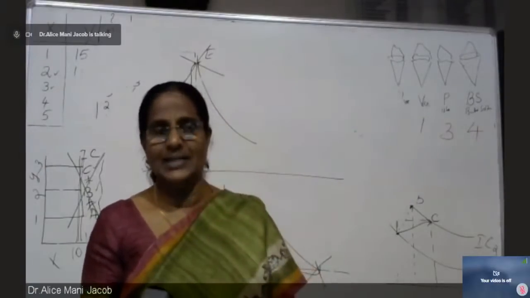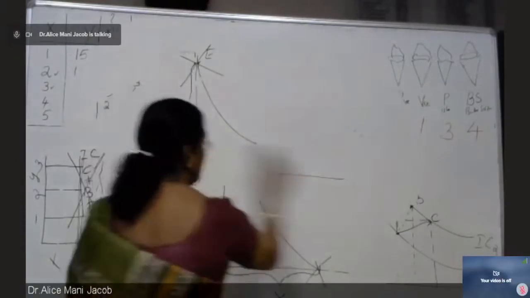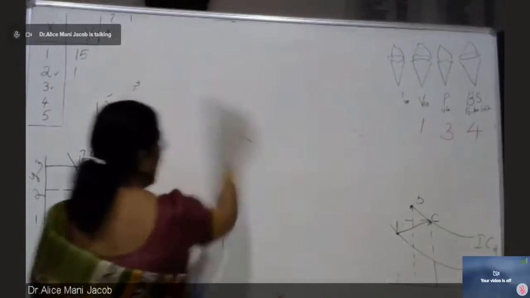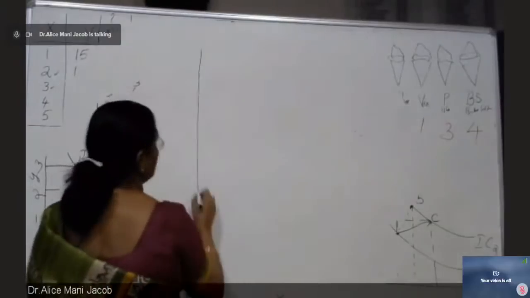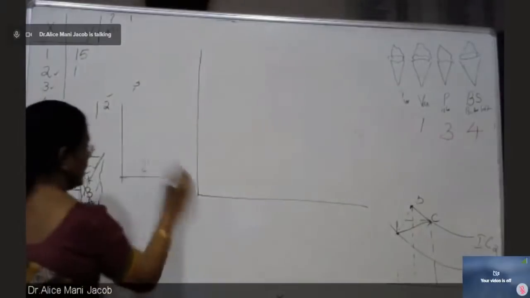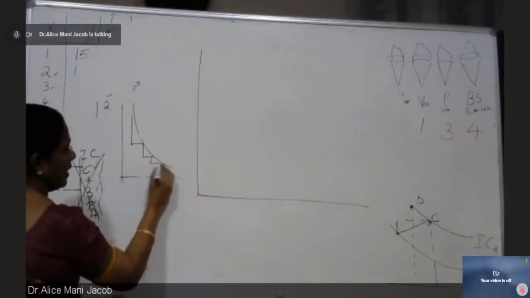And let us go back once more to MRS, the marginal rate of substitution. I told you, the marginal rate of substitution is what gives convexity, right?